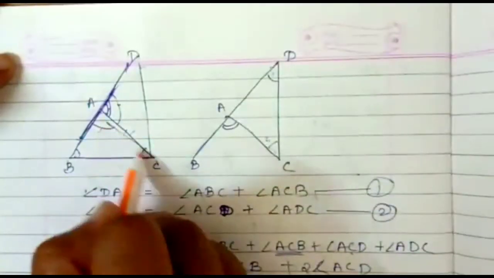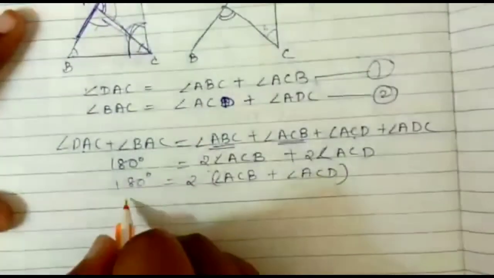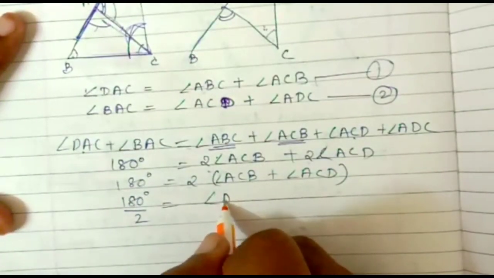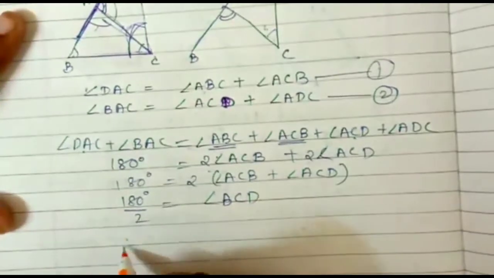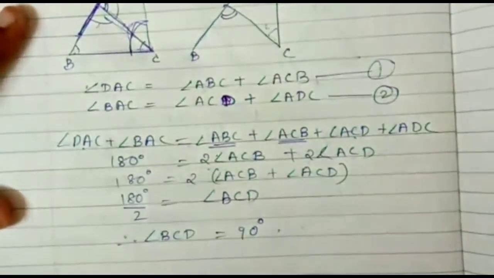Now what is actually angle ACB plus ACD? It forms full angle C. So this will be written as 180 degree upon 2 is equal to angle C, that is angle BCD, and thus it is proved that angle BCD is equal to 90 degree. That means it is a right angle.